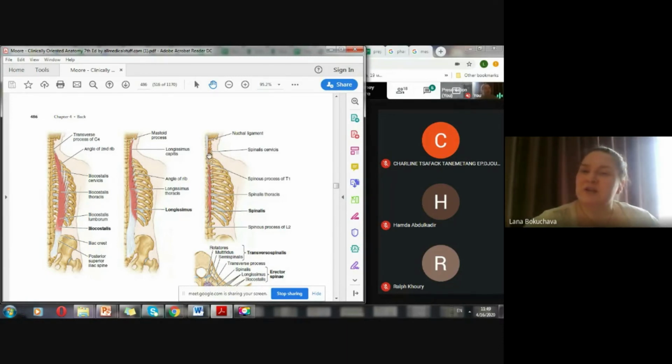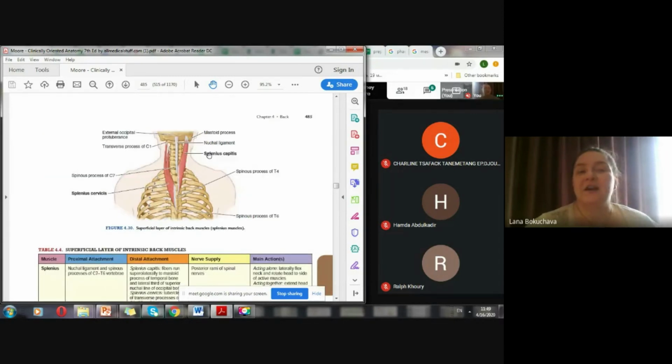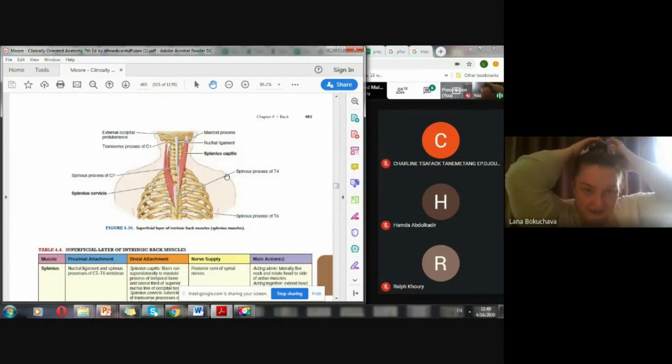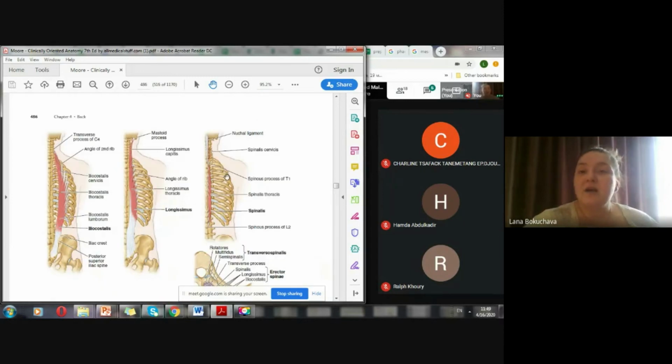Now, what is more interesting, as it was in the case of the splenius muscle, is that according to its distal attachment, in the part of the erector spinae, all of them, we can also subdivide them according to their attachments, according to their distal attachments. What does it mean, you will ask?